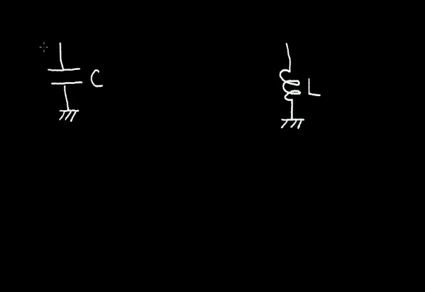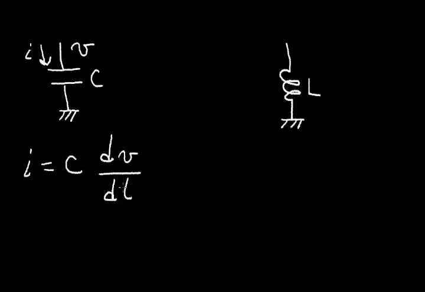If I want to write the equation for current I in this capacitor versus the voltage across the capacitor V, I come up with an equation. Current is equal to the capacitance C times dV/dt. And I will explain what dV/dt means in a moment.